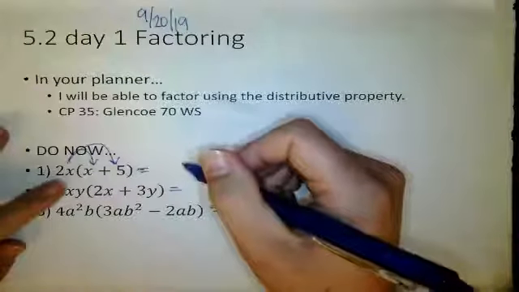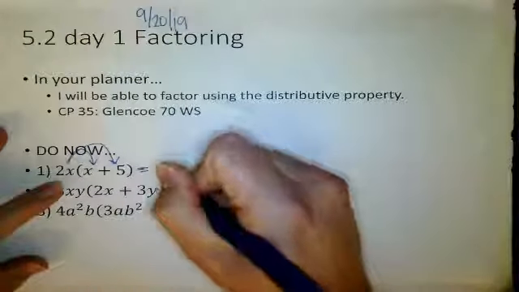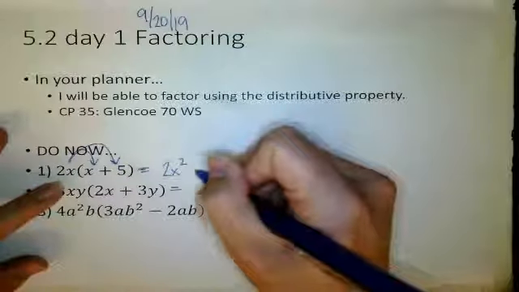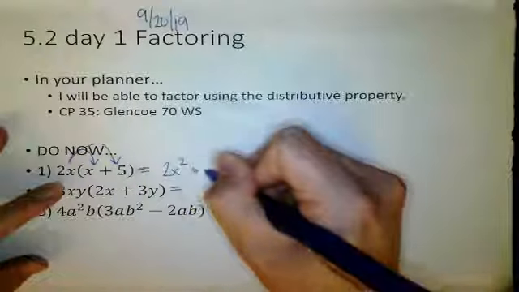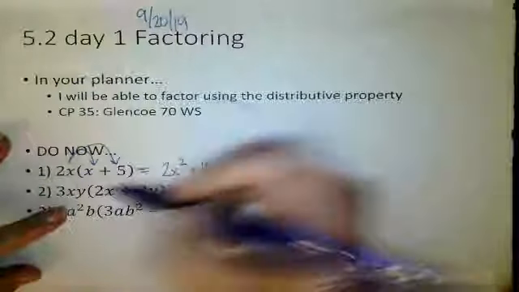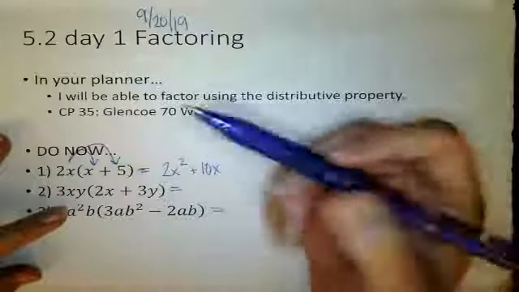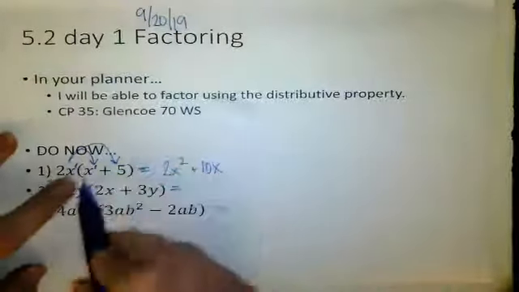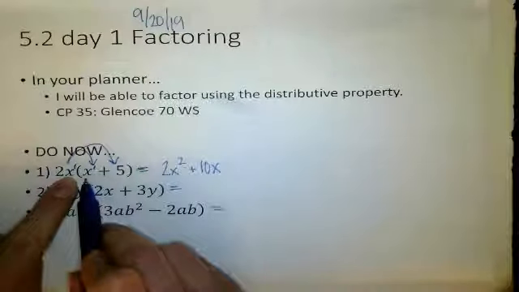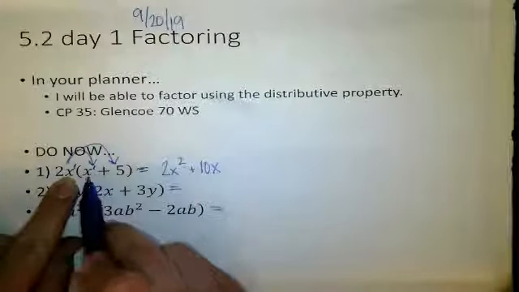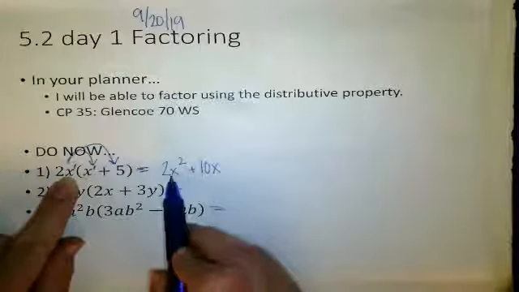Jordan, when you distribute 2x, what do you get? 2x squared, plus 10x. There you go. Very good. All right. And so reminding ourselves that we are multiplying when they have the same base, x times x, or x to the first times x to the first. What do we do to those exponents? You add them, which is how we get x squared.